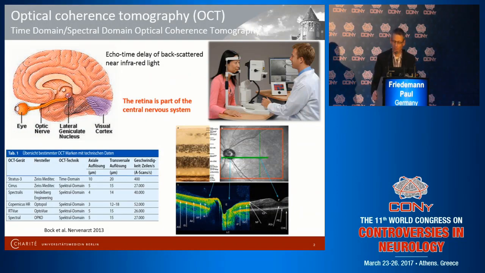So I would briefly like to remind you of the excellent resolution OCT can yield. You see a table here showing the various devices, time domain and spectral domain OCT, and the resolution with a modern spectral domain OCT device is now as good as 4, 5, 6 micrometers or microns, which means 2 or even 3 orders of magnitude better than the resolution of MRI. So please keep this in mind when you consider the data I will present to you in the next couple of minutes.